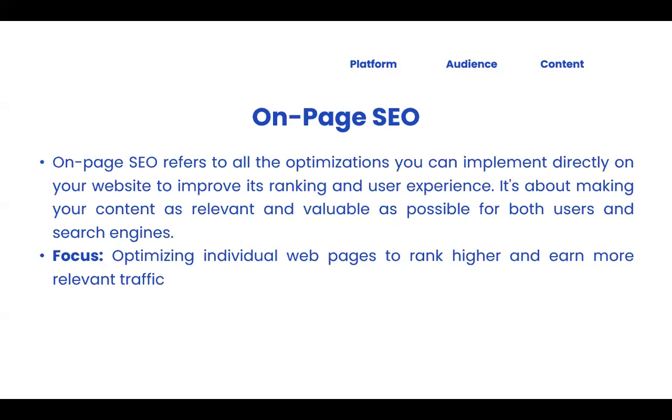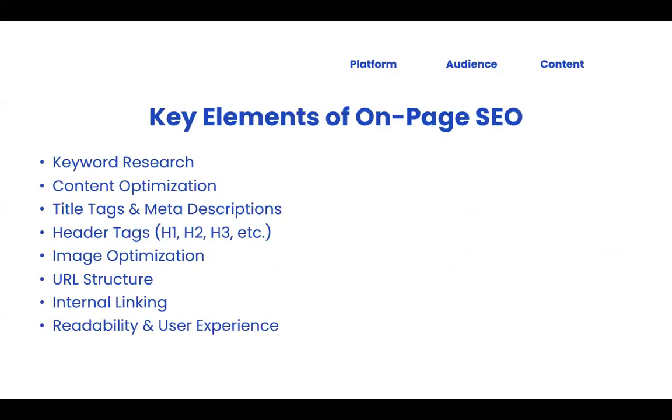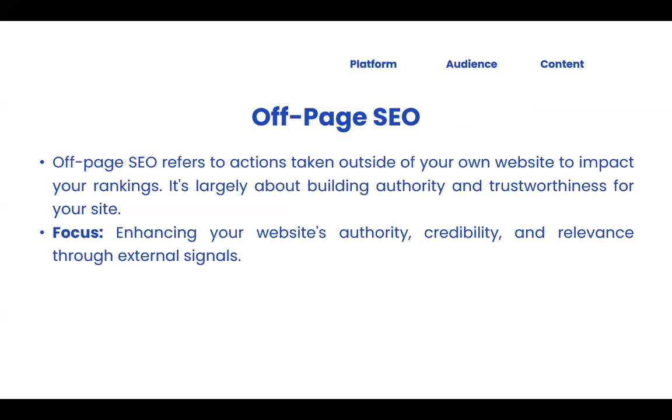We also looked at key elements of on-page SEO, which are keyword research, content optimization, title tags, meta description, header tags, image optimization, URL structure, internal linking, readability, and user experience. And we also looked at off-page SEO. That is what you do outside of your website.